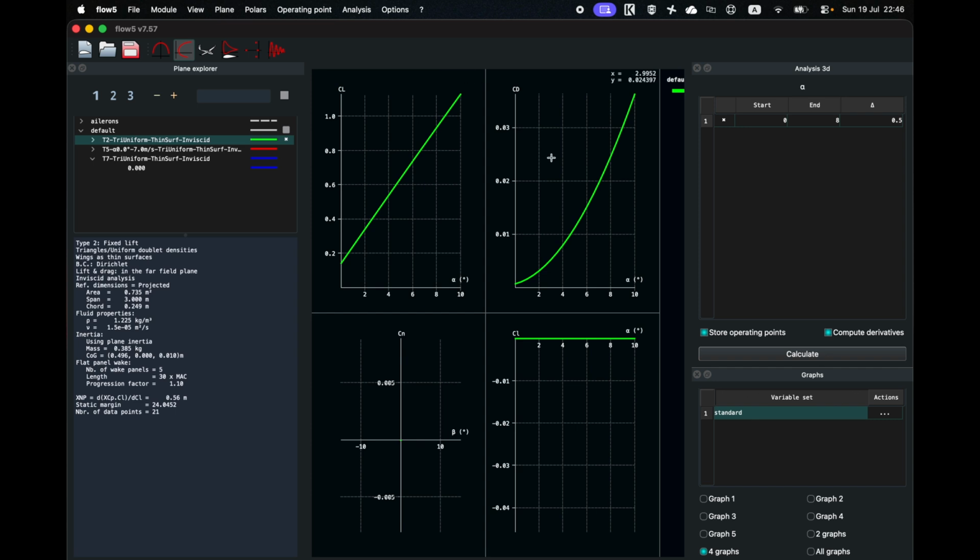For the default plane, the lift coefficient is positive and increases with an increase in angle of attack. Similarly, the drag coefficient is positive and increases with an increase in angle of attack. As described earlier, the wind coordinate system's x-axis points backwards and z-axis upwards, so the results are as expected.